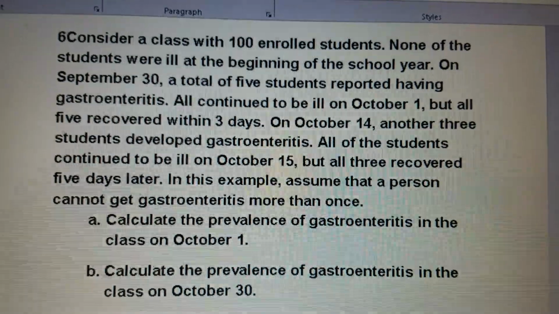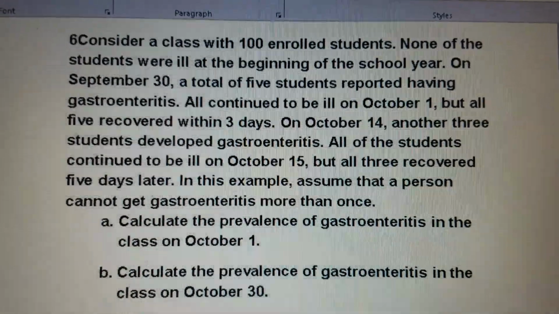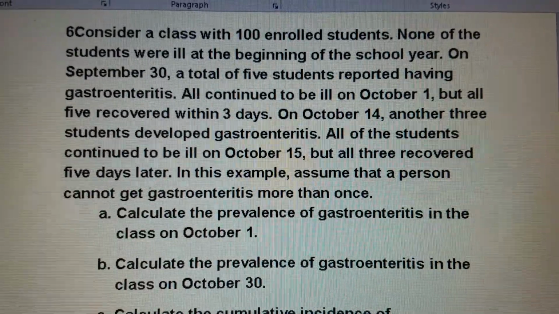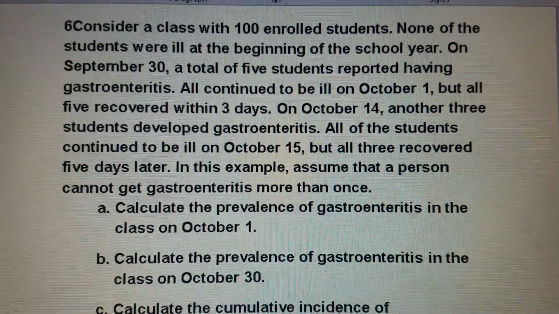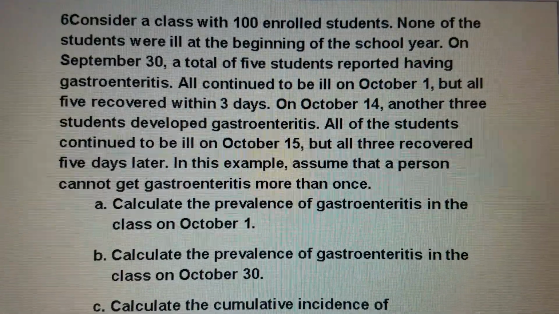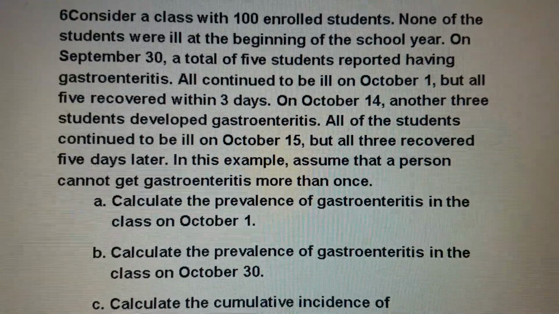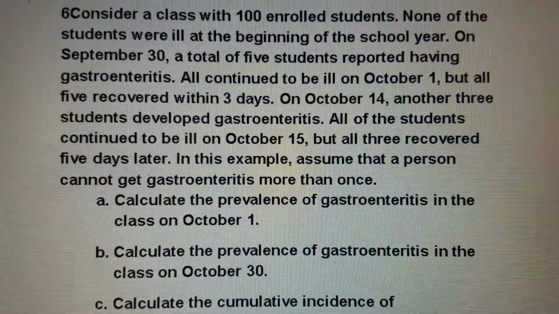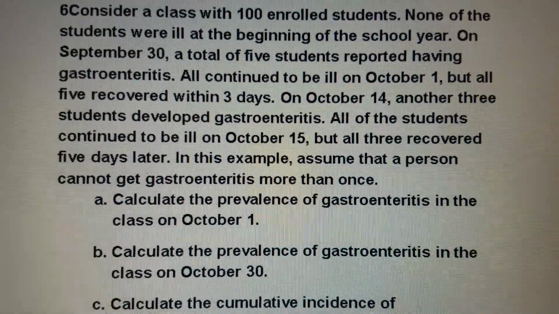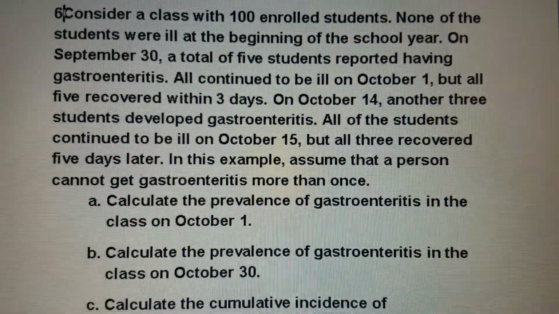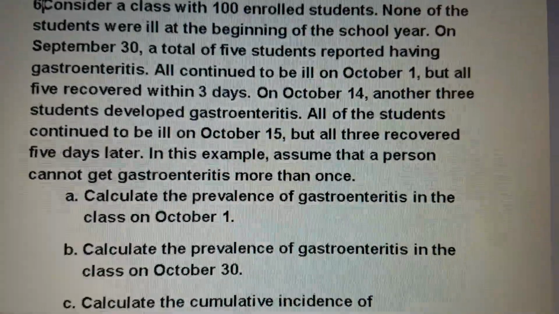Miss Karen. Part 2, question number 6 was my second question. Consider a class with 100 enrolled students. None of the students were ill at the beginning of the school year. On September 30th, a total of 5 students reported having gastroenteritis. All continued to be ill on October 1st, but all 5 recovered within 3 days.